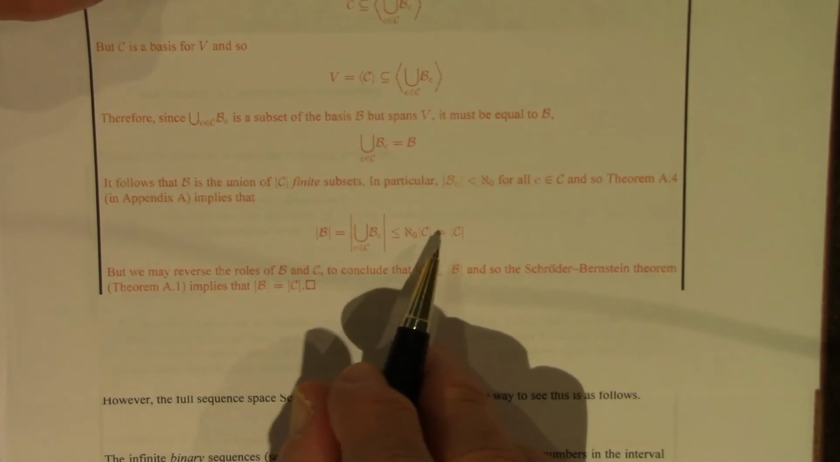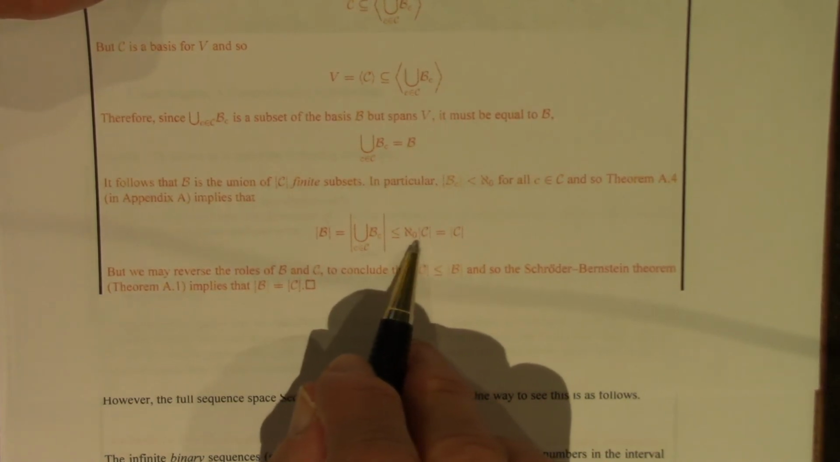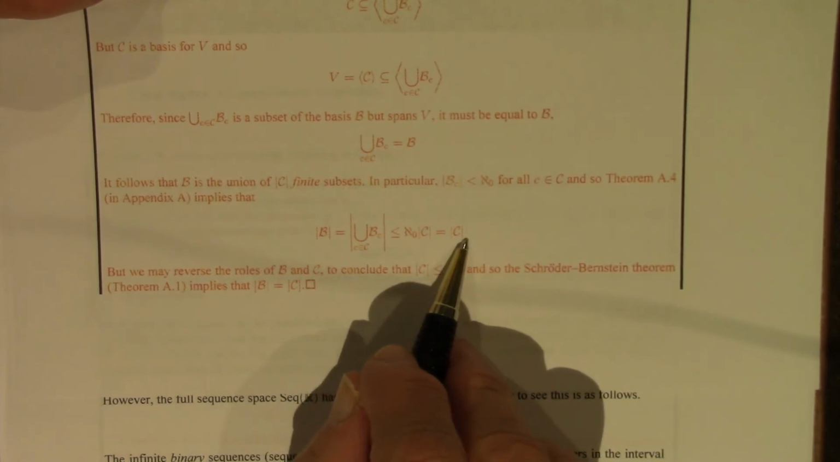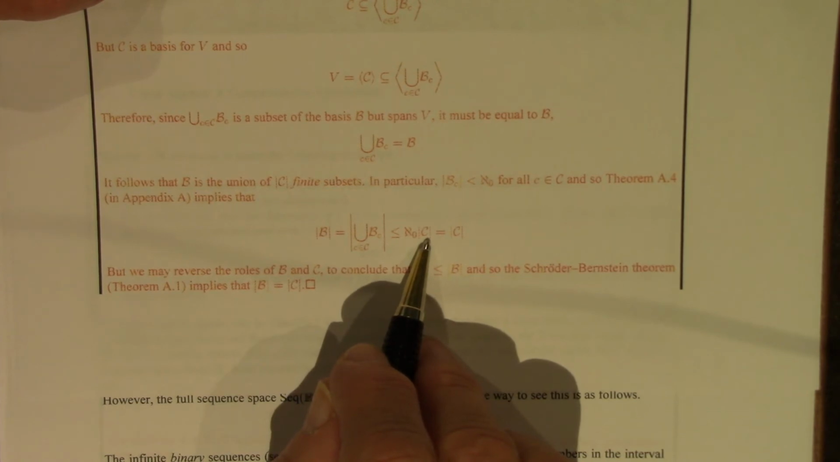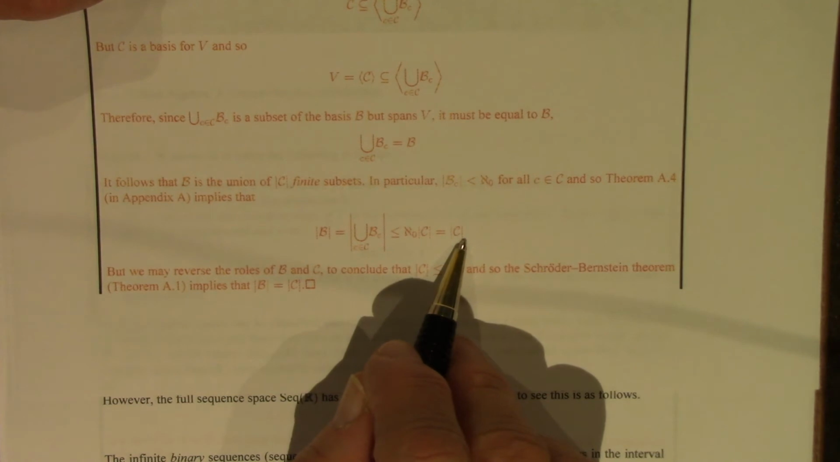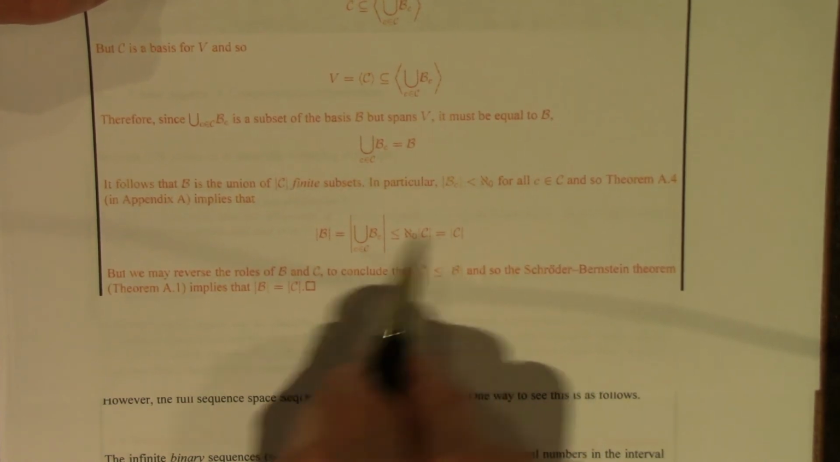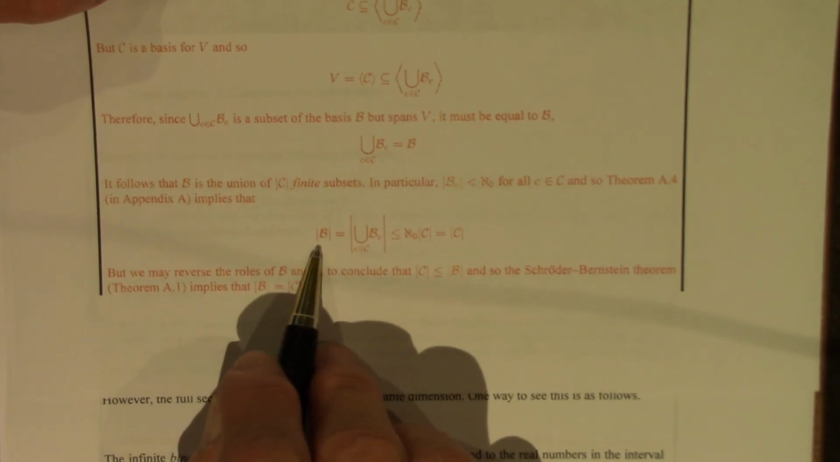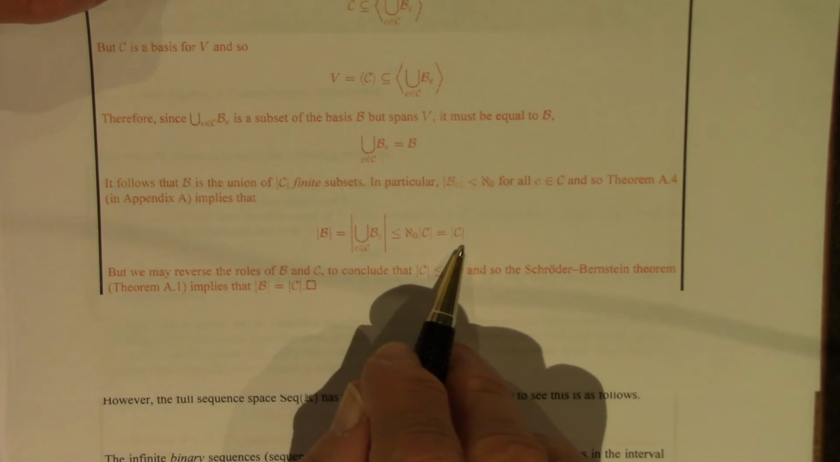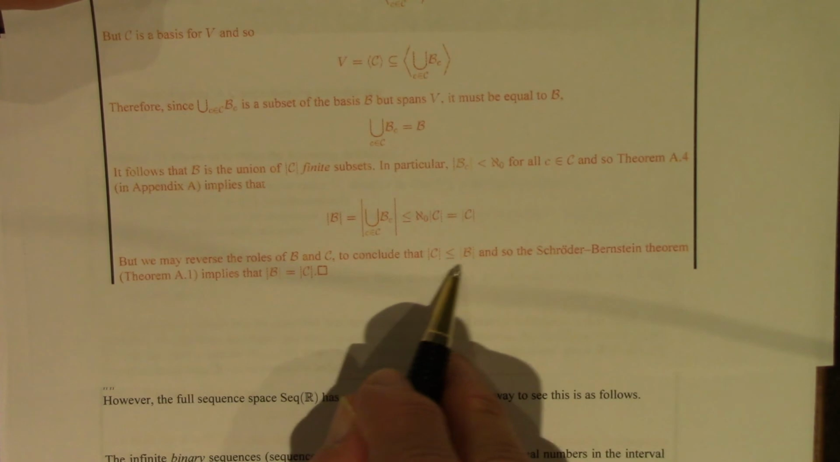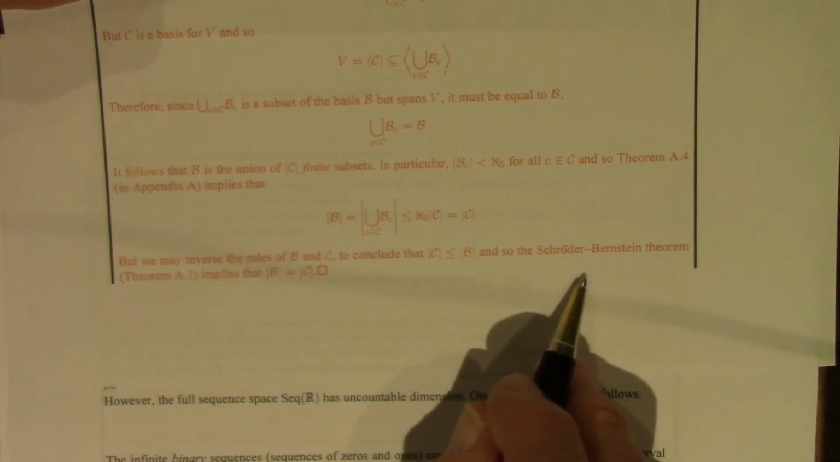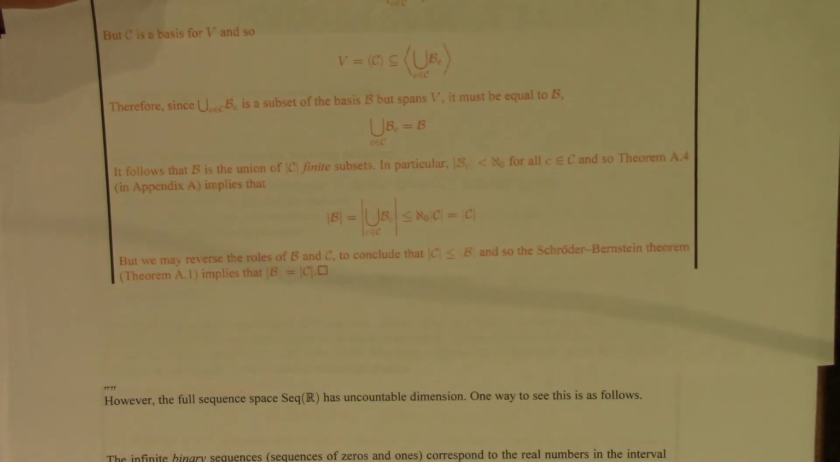But we also know from cardinal arithmetic that the product of two infinite cardinals is the maximum of the two, and since aleph naught is the smallest infinite cardinal number, and this set, by assumption, is infinite, we get the size of C. So the cardinality of B is less than or equal to the cardinality of C. And then we go through this argument again, reversing the roles of B and C to get the reverse inequality, and the Schroeder-Bernstein theorem tells us then the two cardinalities are equal.